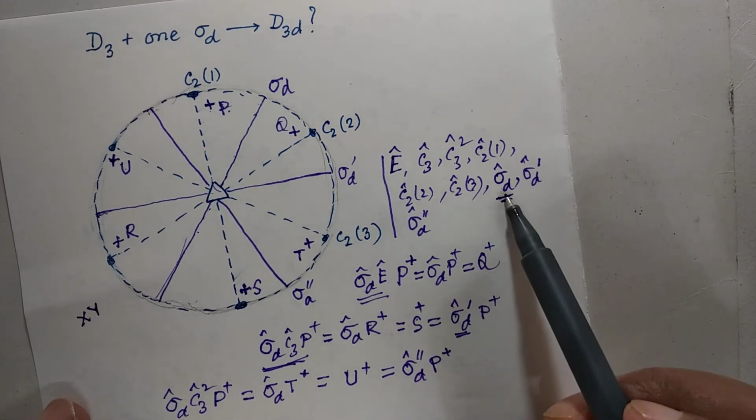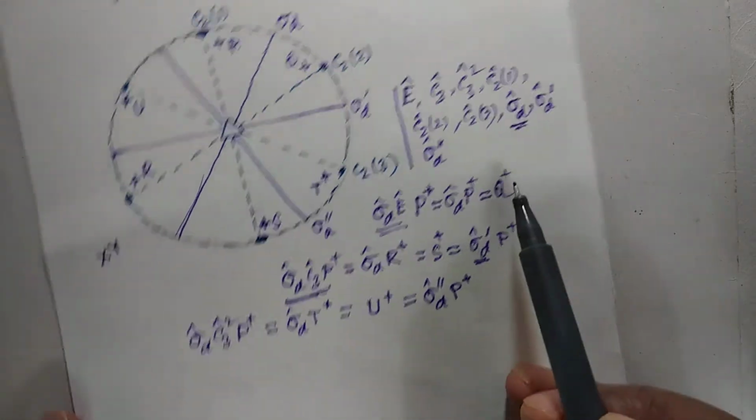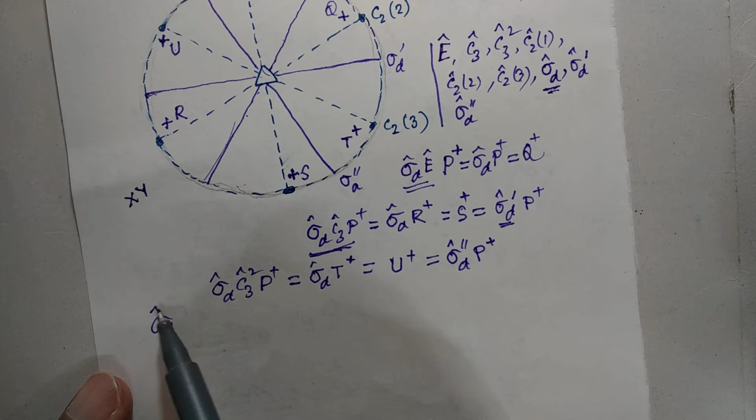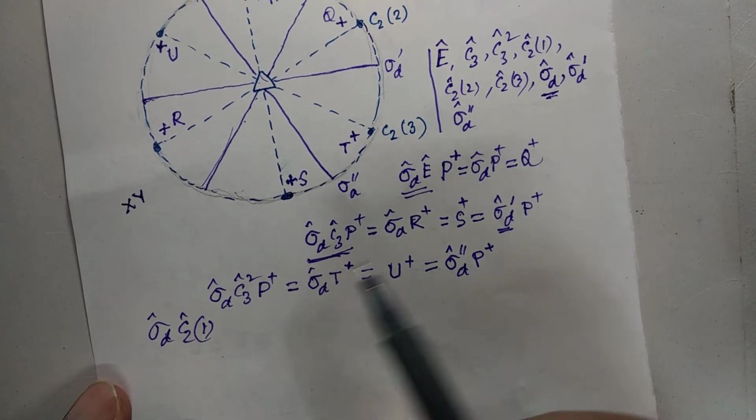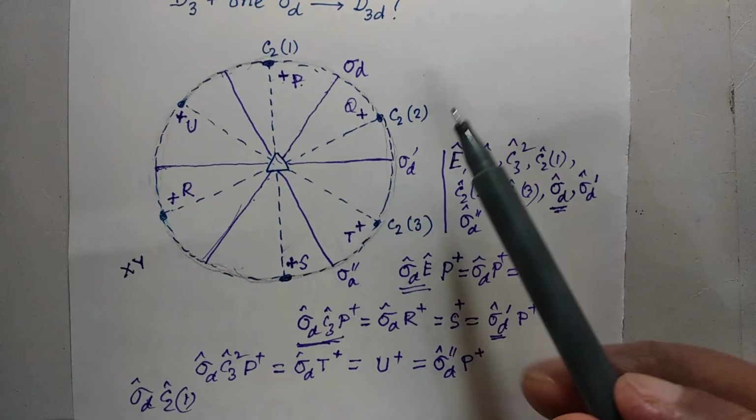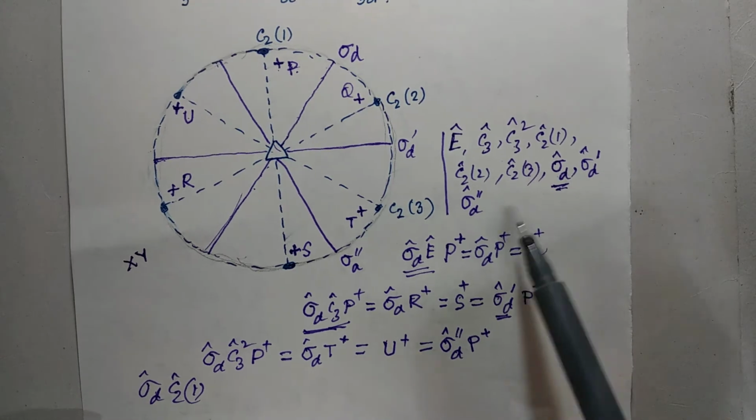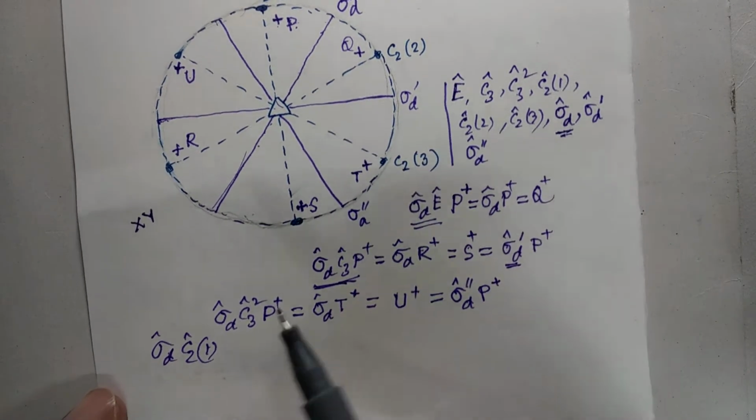Then we have to multiply sigma d with C2 1. Sigma d with C2 1. We are multiplying the added sigma d operator. This is the added sigma d plane. The added sigma d operator, we are multiplying the sigma d operator with all the previous operators of D3.